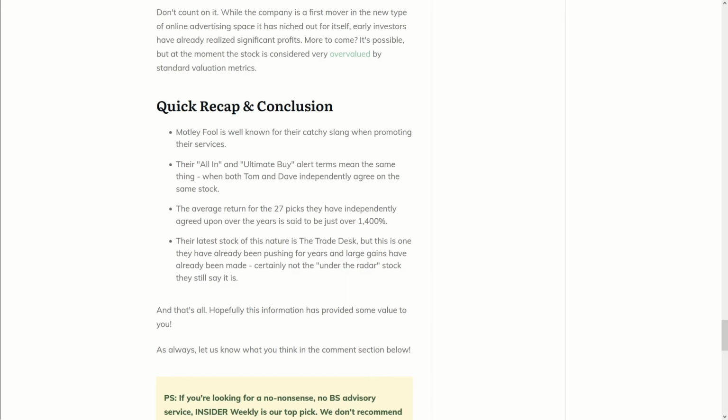So, do you think the Trade Desk, overvalued as it seems to be, still has the potential to match the growth of some of the Fool's most successful all-in alerts, like Netflix, Tesla, or Zoom? Or do you think it's likely that this years-old all-in alert is a little late and might now perform in the lower end of their recommendations? Will you be joining the Motley Fool's newsletter to hear about their next all-in alert? Please let us know what you think in the comments below.